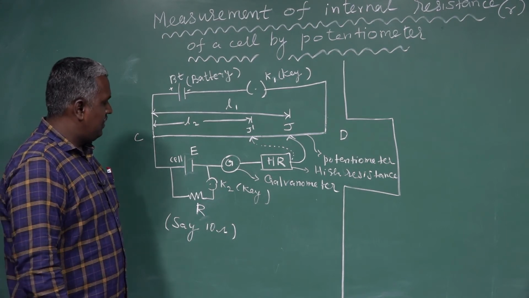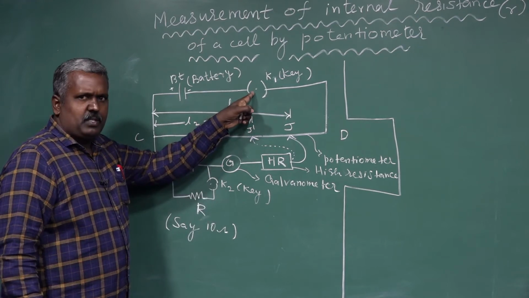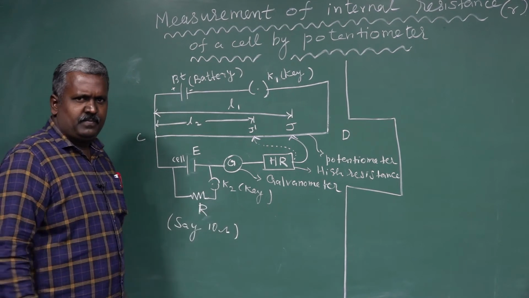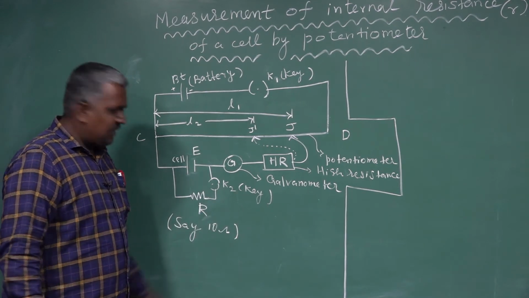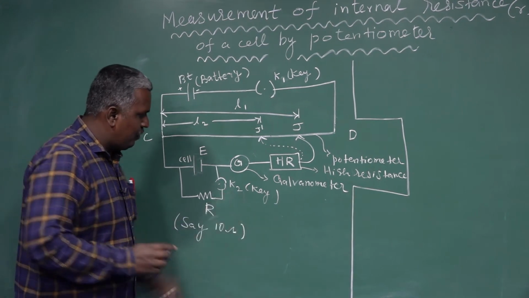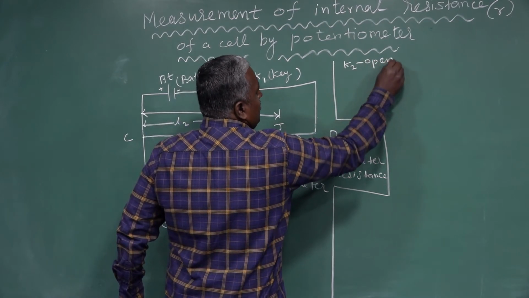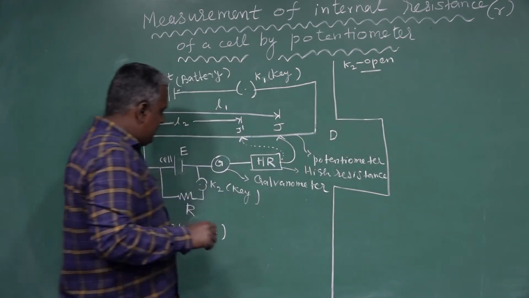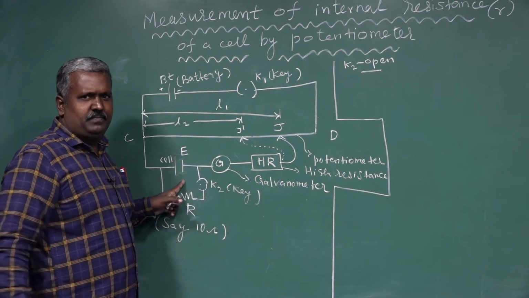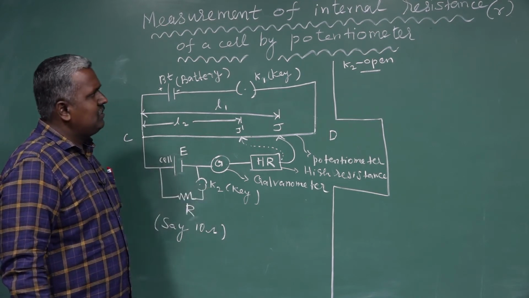Okay, listen properly. Now, K1 is pressed, already pressed, no problem. Now, K2 is open. Listen properly, line by line. K2 is open. That means the cell is in open circuit, not closed circuit. Open circuit. Okay, K2 is open.